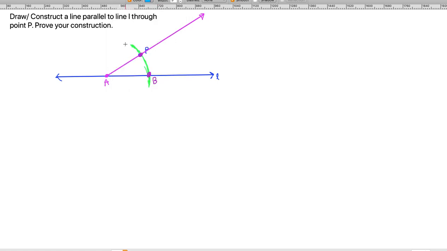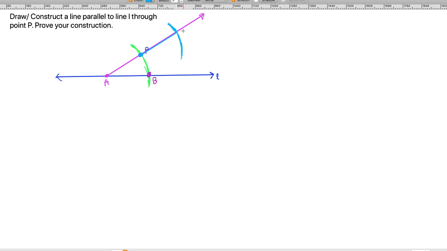So I'm going to try and do it so it matches. I actually do have a line, so I'm going to use this. I'm going to measure AP, and then I'm just going to move that line over so I have some accuracy here. And now I have this here. Again, you've already drawn this green arc. Keep your compass open that same amount, but move the center to P now, and draw this blue arc.